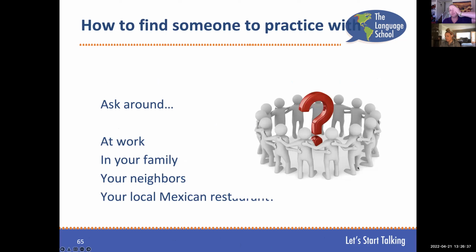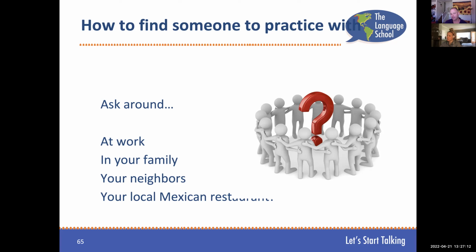And here you're lucky because if you live in Denver, you're surrounded by Spanish speakers, right? Now you've got your boyfriend, but if you can find a conversation partner, someone in your family, your neighbors, start asking around: hey, my name's Kaylee, I'm learning Spanish, I really want to practice. Can we start meeting for coffee once a week or happy hour? Something like that. Try to get outside of your comfort zone, outside of just your boyfriend. Try to find some other friends that speak Spanish that you can meet with, right?